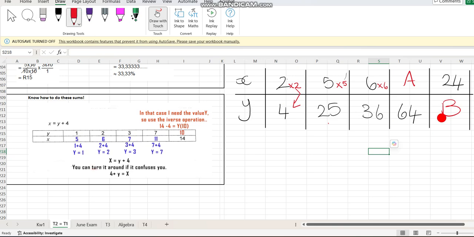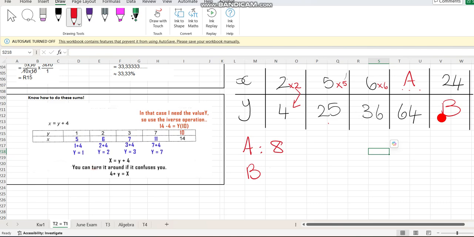So if you had 2 times 2 give you 4, and 5 times 5 gives you 25, and 6 times 6 gives you 36. You need to tell me, obviously, what times what will give you 64. So if you go and work it out, if you don't know your times tables, you're going to try a few on your calculator before you actually find it. And you will see that 8 times 8 is going to give you 64. So your answer for A is 8.